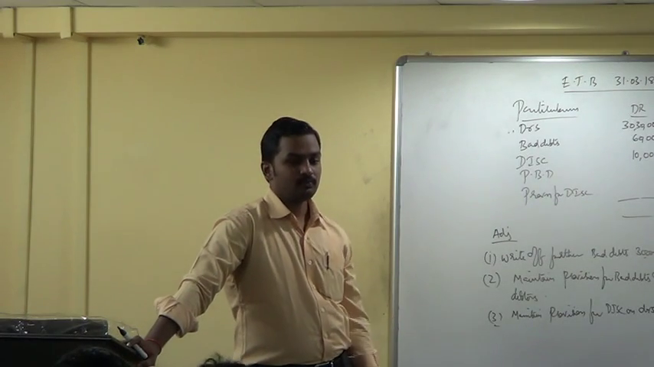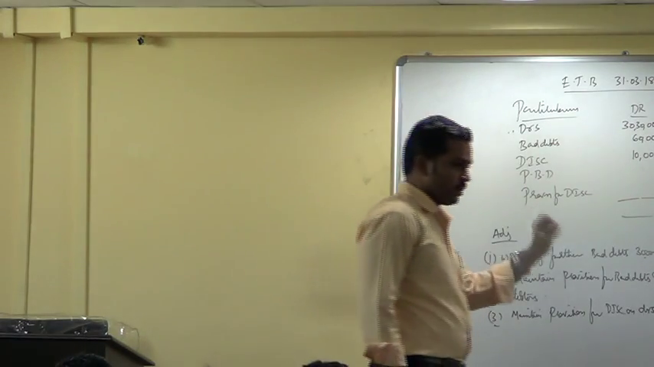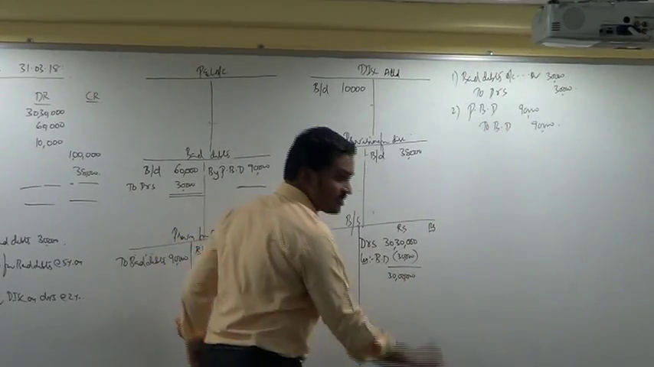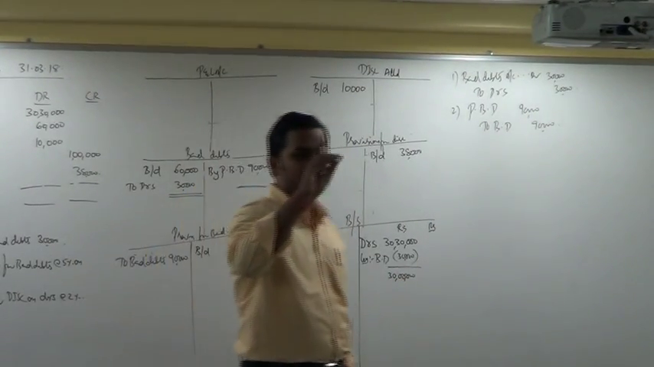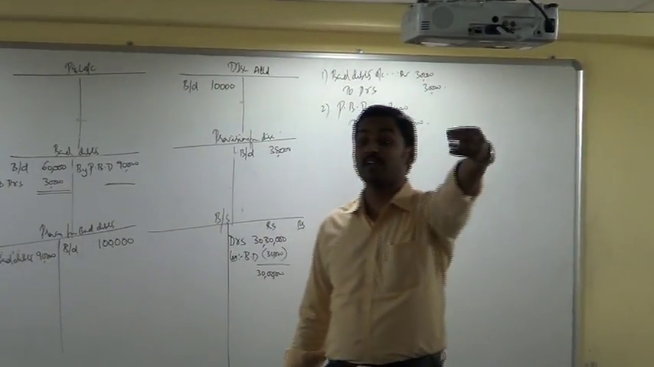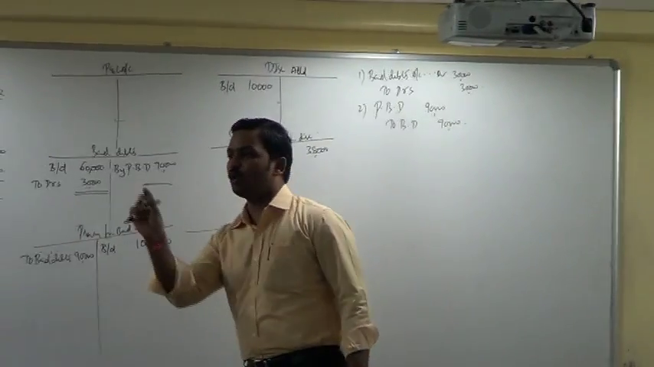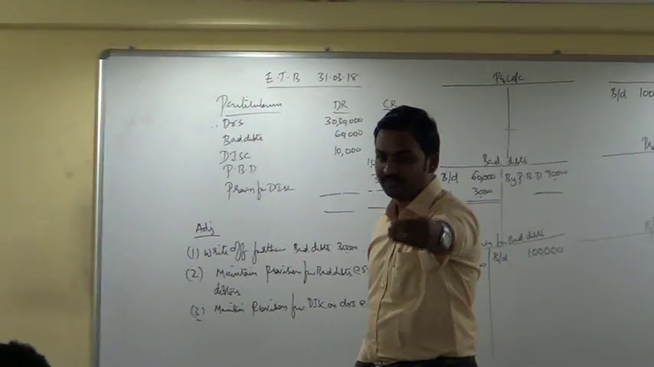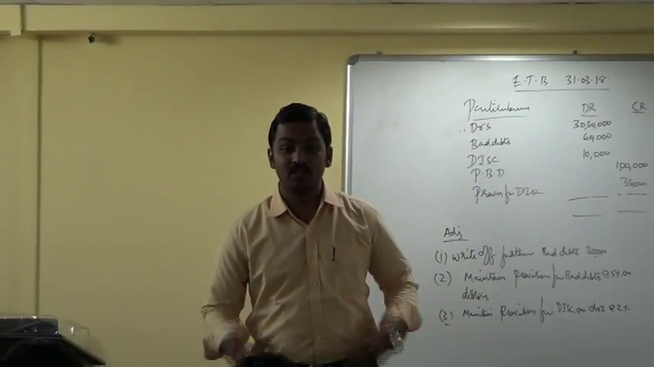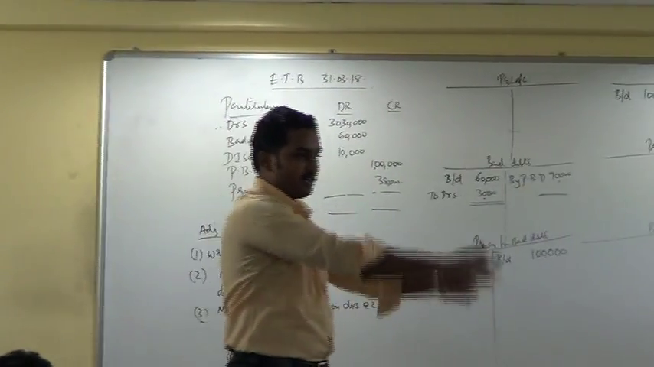Now read the adjustment. Maintain provision for bad debts at the rate of 5% of debtors. Look at the board. What is the debtors balance left? 30 lakhs. On 30 lakhs, we expect a loss of 5%. Loss expected 1,50,000. How much provision do we have? 1 lakh minus 90,000, only 10,000. That means there is a lot of shortfall. How will you meet the shortfall? By transferring profits from the profit and loss account.